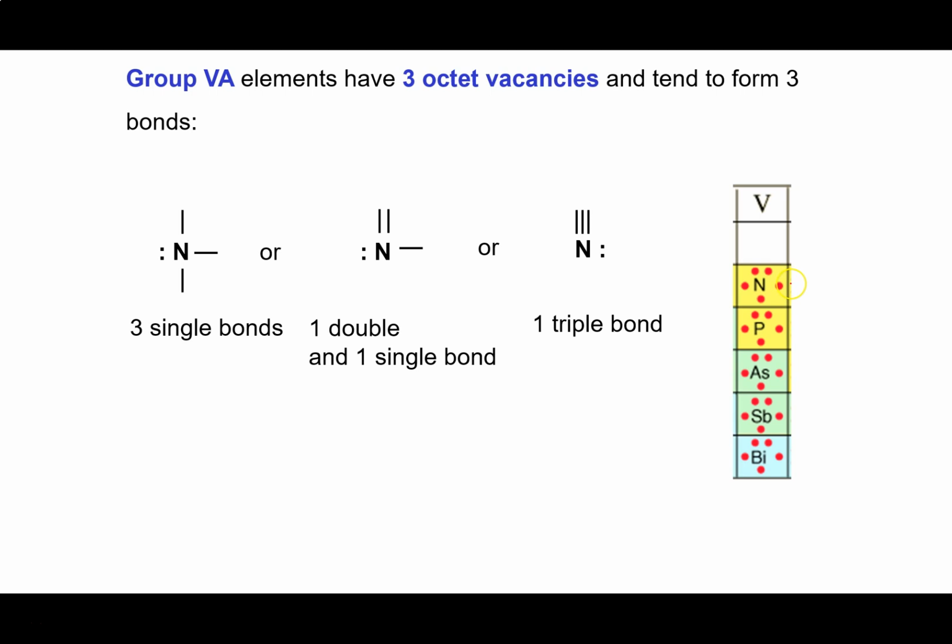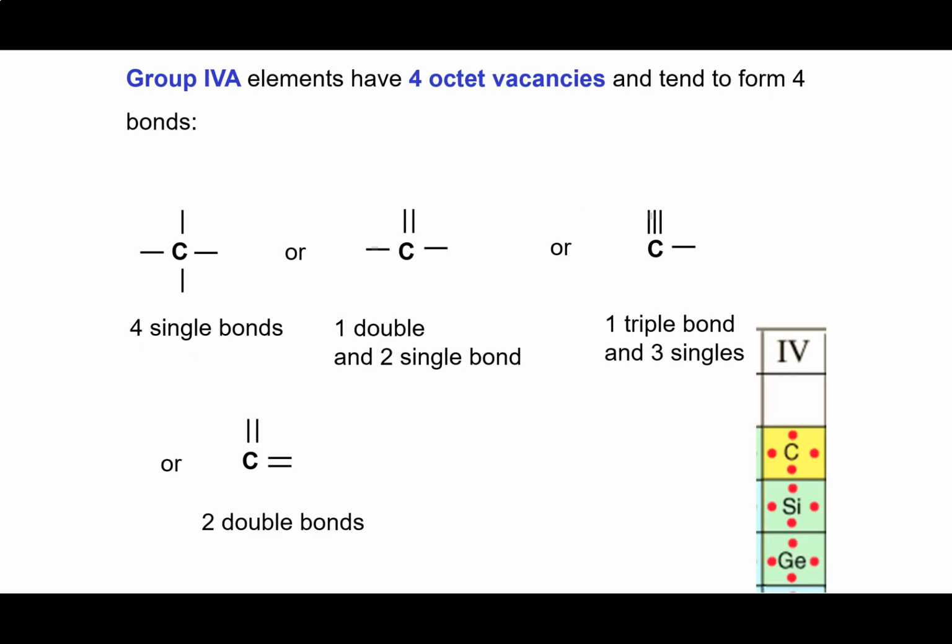When we go to group 5A, these atoms have 3 octet vacancies. So they like to make 3 bonds, and they can do this in a whole variety of ways. They can form 3 single bonds, they can form a double bond and a single bond, or they can form just the 1 triple bond. So elements in the nitrogen group have more diversity to their bonding than elements in the oxygen group. They can just do more stuff.